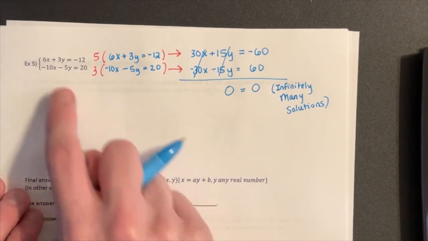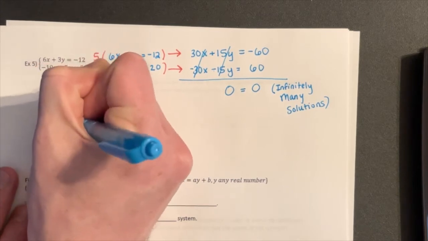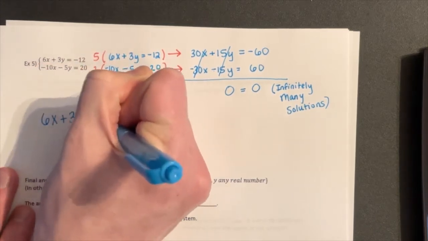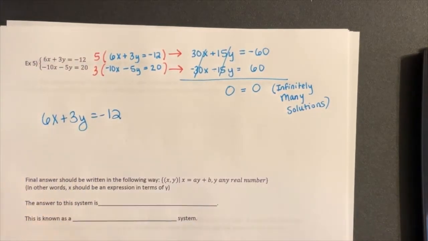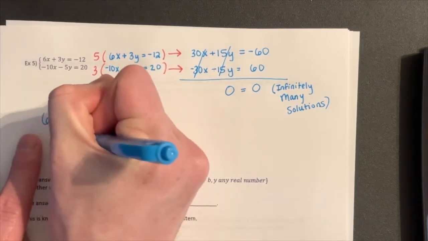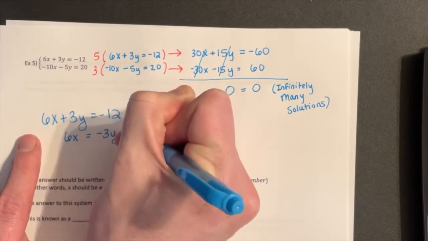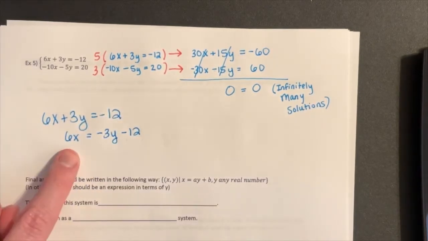So what I would do is take one of our equations. Let's say I have the 6x plus 3y equals negative 12. We want to solve for x so that it is in terms of y. So let's get x by itself. I'd subtract the 3y, so it's negative 3y minus 12, and then divide by 6.